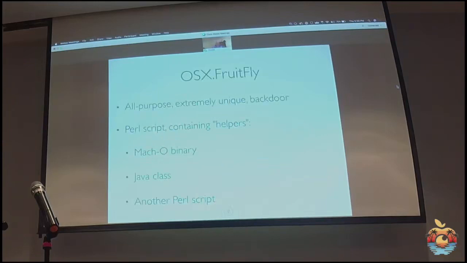So a little bit about Fruit Fly. First of all, it was a very unique all-purpose backdoor. It consisted of a Perl script that contained a number of helper processes. And these were all at the end of the Perl script in the data block. And the main Perl script would extract and run them under certain conditions. And this is fairly unique among Mac malware. I don't think I've ever seen a piece of Mac malware do the same thing.